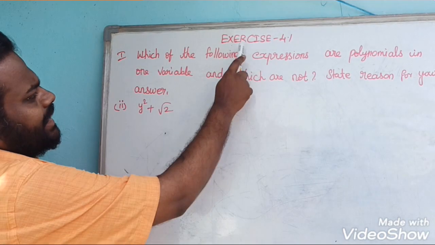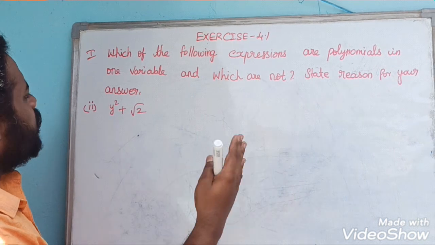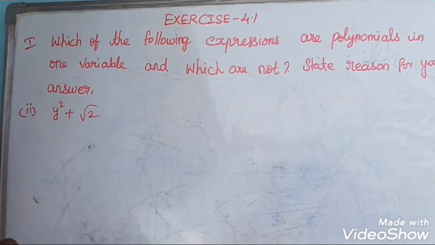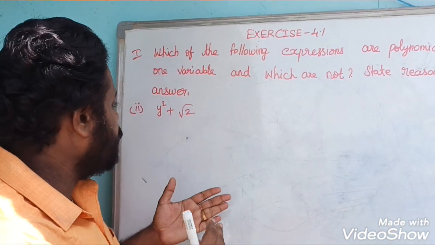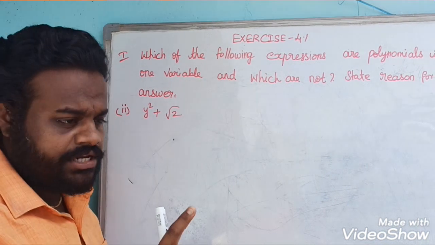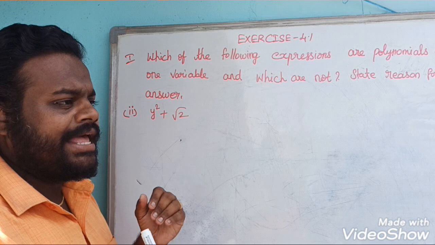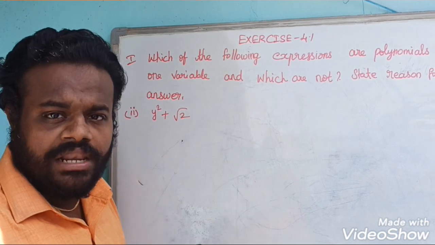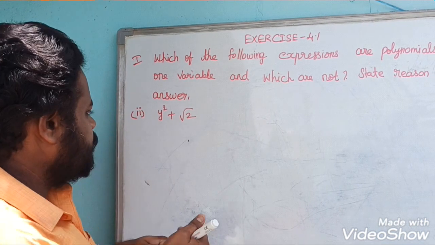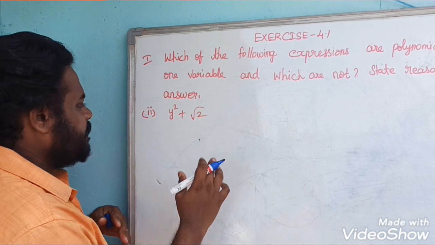Okay, now we see exercise 4.1, first Roman. Which of the following expressions are polynomials in one variable and which are not? State reason for your answer. Already I told how we find a polynomial in one variable: the expression contains one variable, and the exponents of the variable are whole numbers. Otherwise, it is not a polynomial. The first question you do as homework by comparing with the example sums.